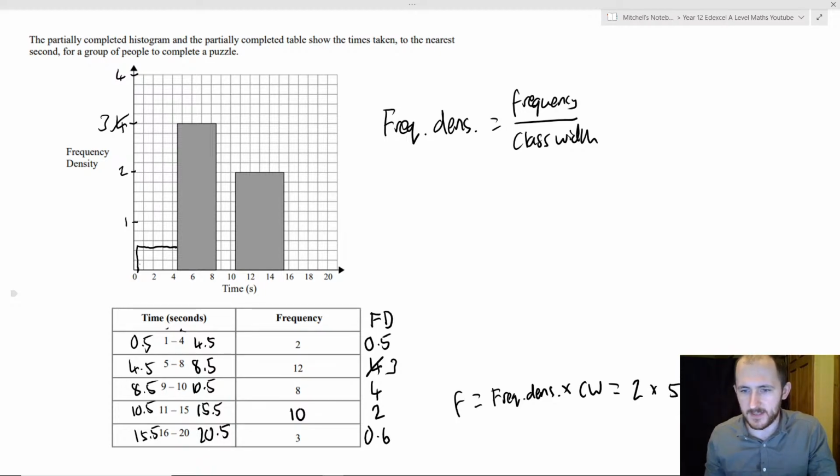The next bar is 4.5 to 8.5, we've already given that. 8.5 to 10.5, which is the middle bit here, should go up to 4. So let's go all the way up.